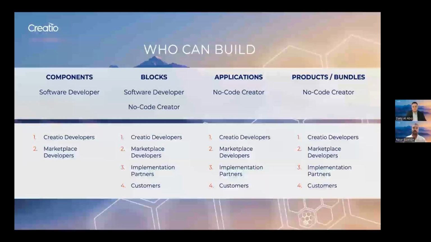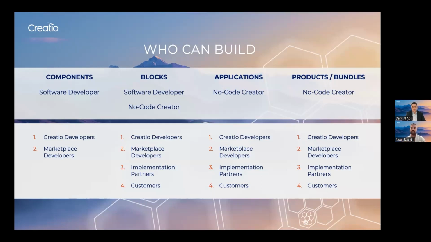So who can build each of these components and each of these elements? If we're talking about the components, these are built by software developers, by Creatio developers and marketplace developers. And then these components will create blocks. The blocks can be created by either a software developer like Creatio marketplace developers, but also by the no-code creator. So the components are already there for you. They are provided by Creatio as part of the platform. And you as a no-code creator or a software developer can create your own blocks.